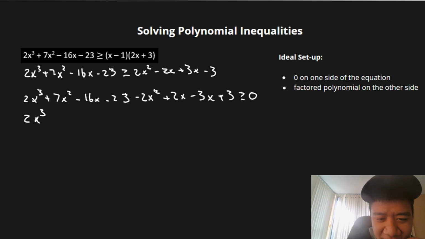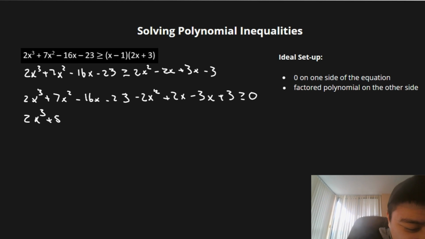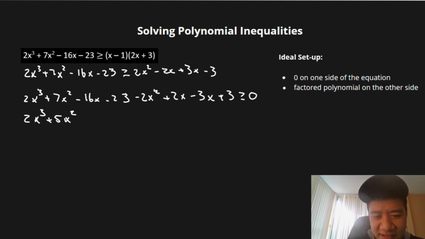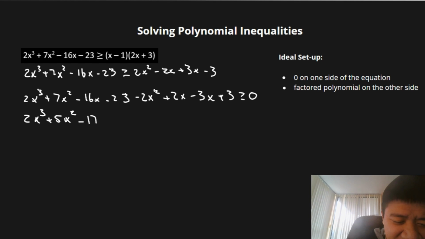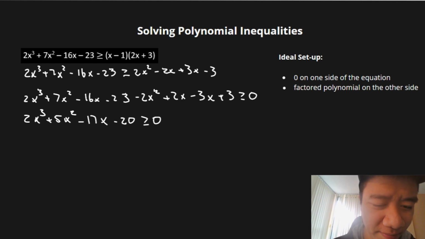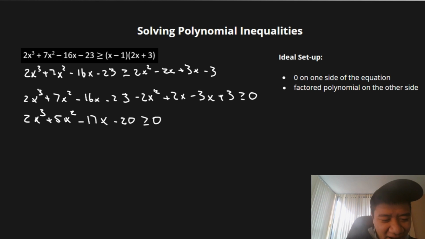So you have 7x squared minus 2x squared, which gives us positive 5x squared, negative 16x plus 2x gets us negative 14x, minus 3x gets us negative 17x, negative 23 plus 3 gets us negative 20. Awesome. Okay, so let's do this. This is where our factor theorem stuff comes in, our long division. So we need our pool of possible factors. So let's write them over here. So our pool.